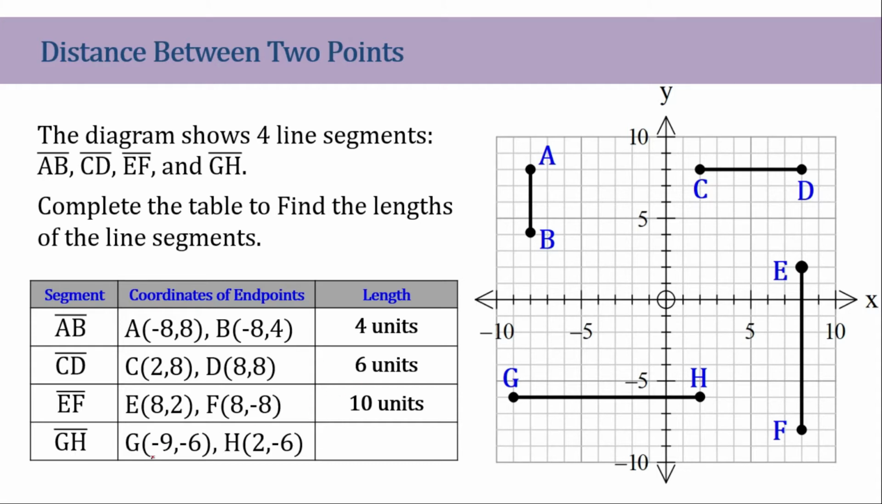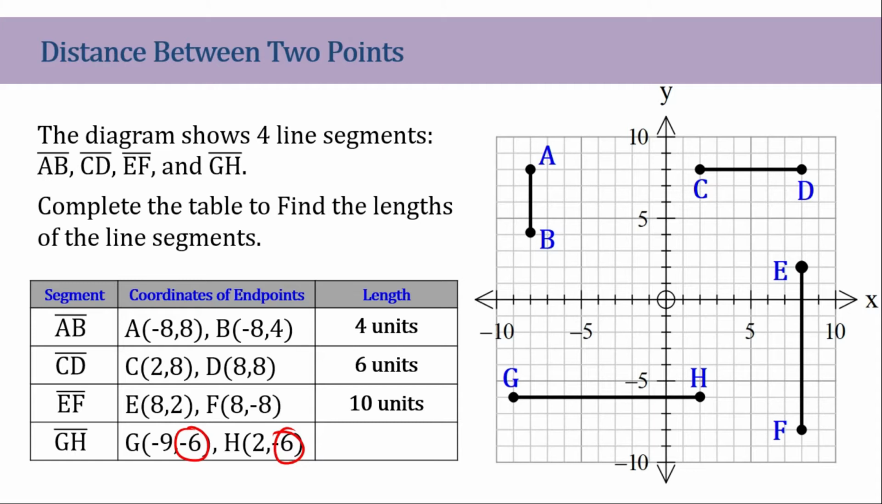Now let's consider GH. The endpoints of this line are G and H, and they have coordinates of negative 9, 6, and 2, negative 6. As you can see, they have the same ordinates. That's why it is a horizontal line.